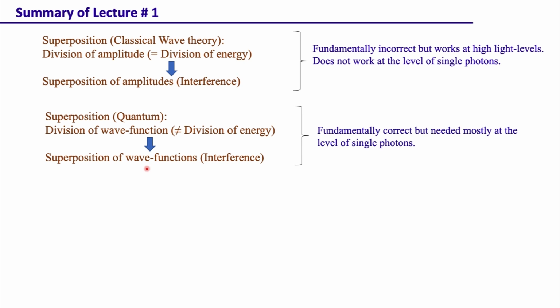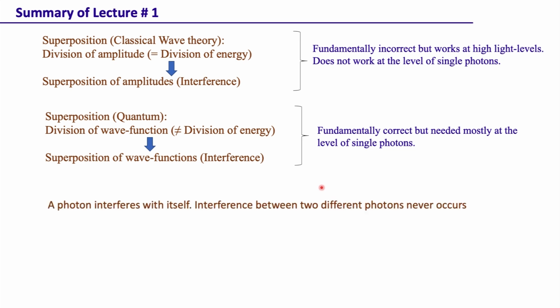Now, quantum theory is fundamentally correct, but we need mostly this theory at the level of single photons. At high light level, it turns out that the classical calculations in most cases yield the correct experimental results. So we do use classical theory at high light level, but at single photon levels we can only use quantum theory. So we need to keep in mind that this theory is fundamentally incorrect, but definitely works at high light level. But this theory is fundamentally correct, works at any light level, but we mostly use it at the level of single photons.